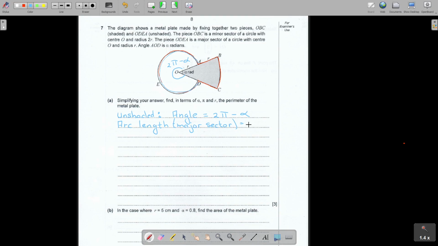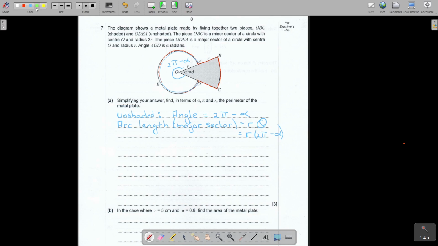And that will be r pi, okay, r theta. So that will be r, and now don't forget your angle, so that's the angle. So it's 2 pi minus alpha. Okay, so I have that part now.